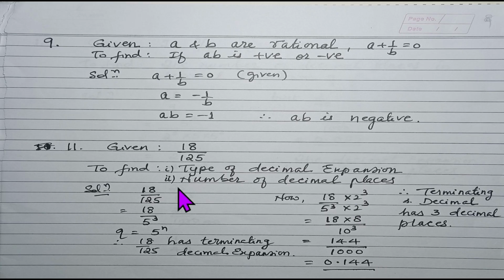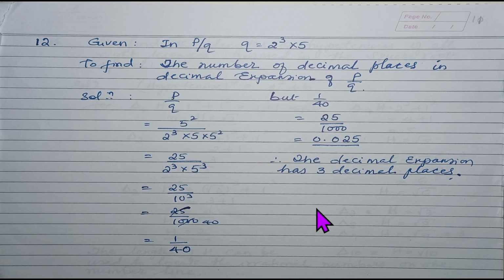Even without doing this, we know what the power of 5 is here. Power of 5 is 3, so therefore it has 3 decimal places. Remember that.